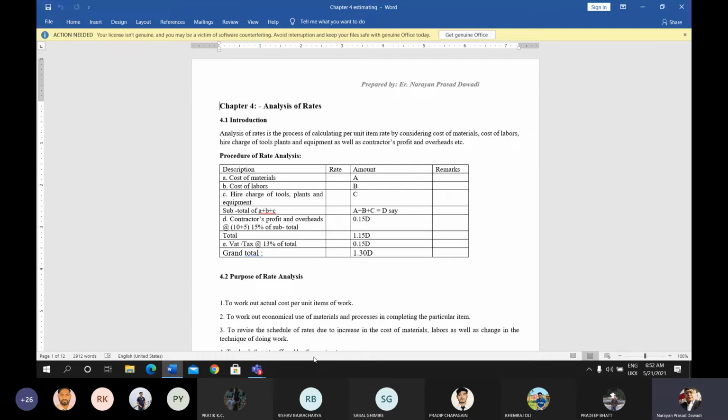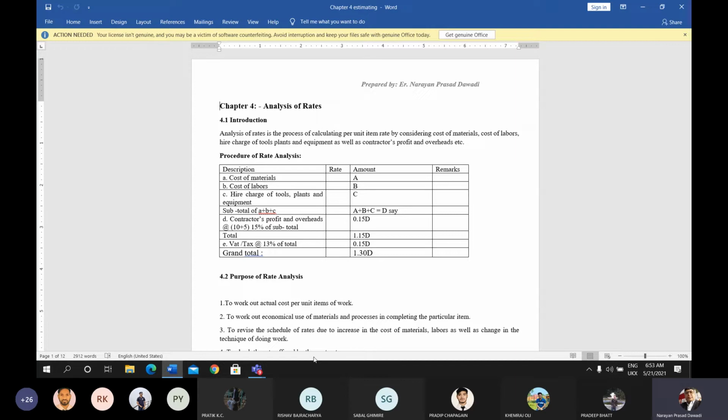Now, the purpose of rate analysis. For which objective or purpose is rate analysis done? To work out the actual cost per unit item of the work. Without rate analysis, we cannot find the per unit item cost. So we work out the actual cost per unit item of work, and we work out the economical use of material. In the rate analysis, we do the analysis for each and every item of work. For each item of work, different types of materials can be used, and all the types and categories of materials used in the construction are known.